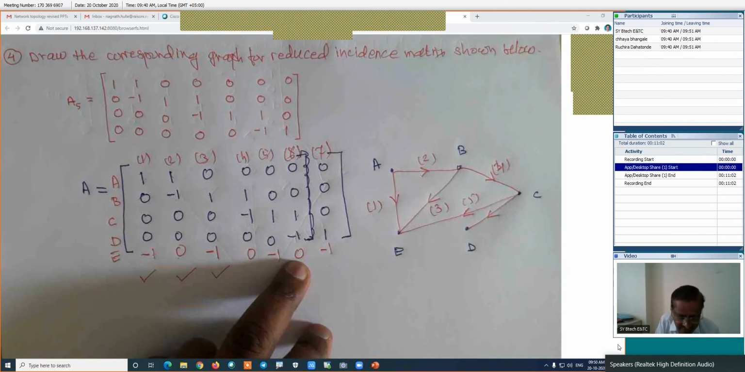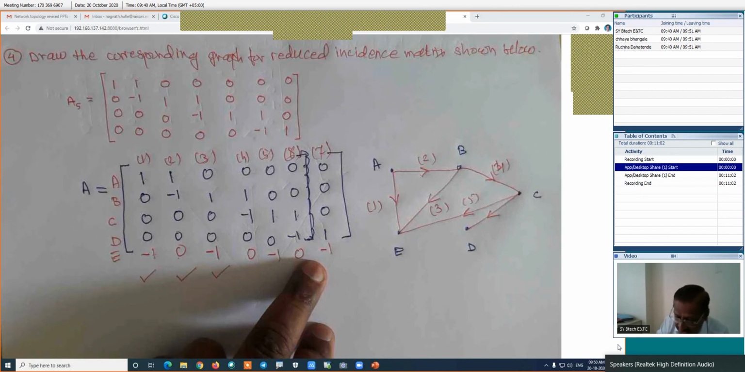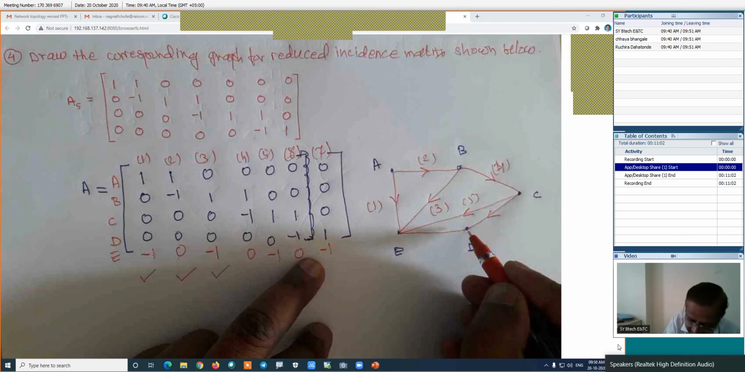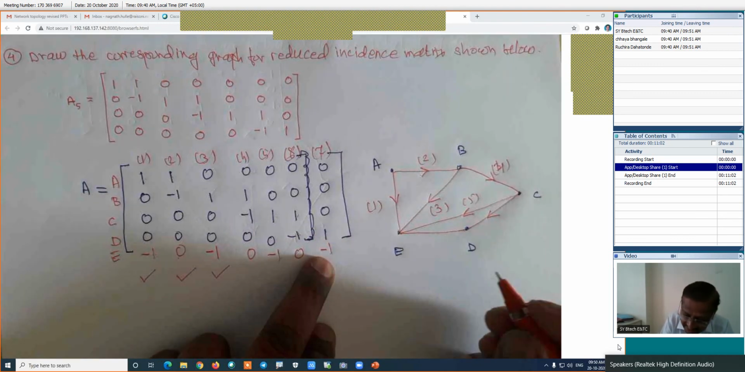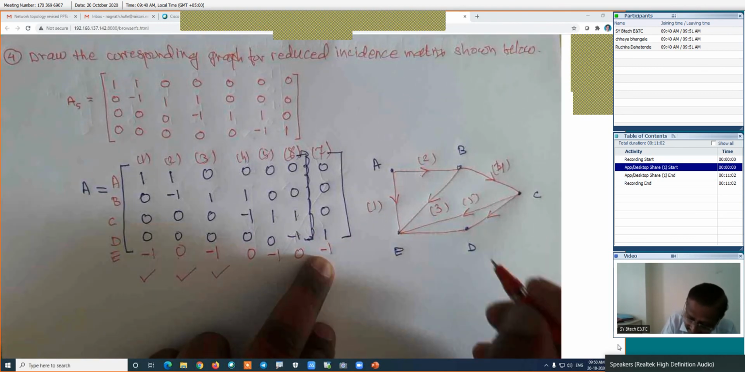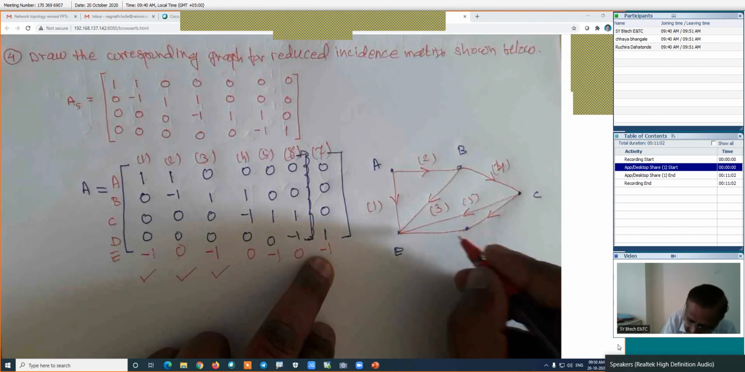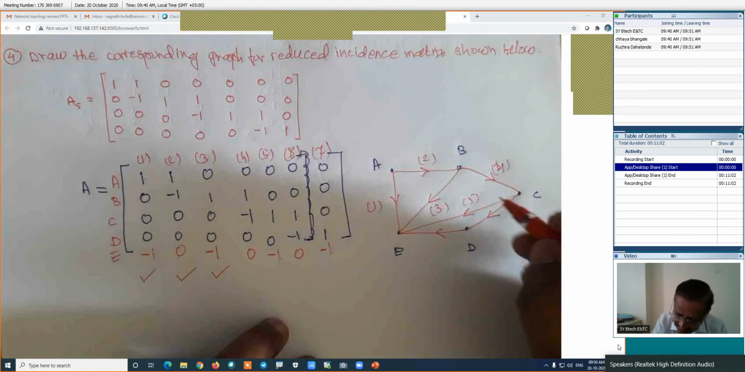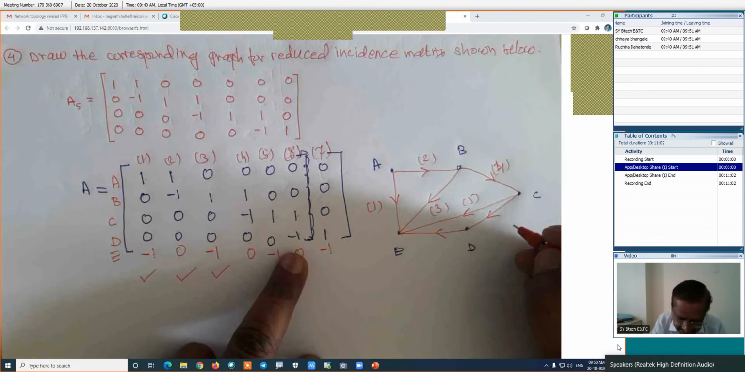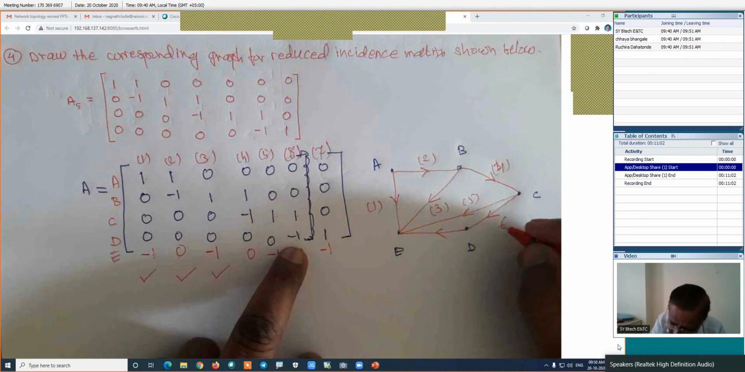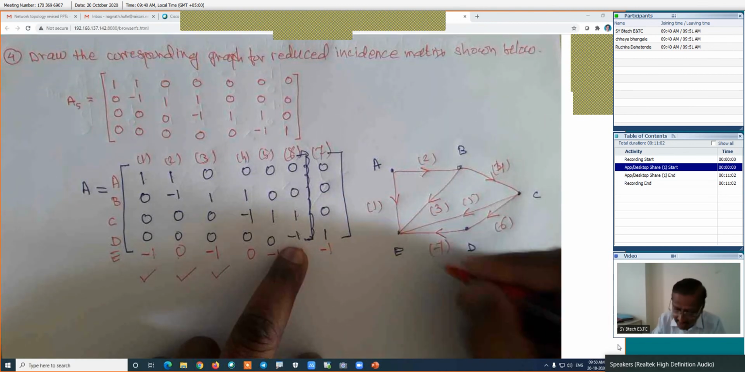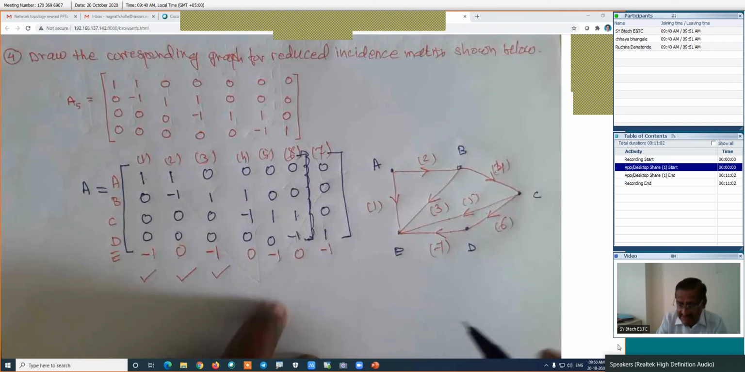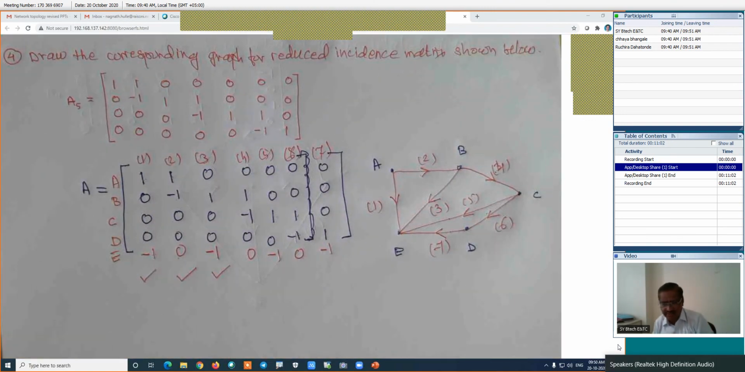And finally, D and E. We have one branch connected between D and E, something like this. In this case, it is outgoing from D and incoming towards E. Now count the number of branches. This is 4, 5. This is C and D, branch number 6, and this is branch number 7. Now look, it is 1, 2, 3, 4, 5, 6 and 7. This is the graph for this particular given matrix.